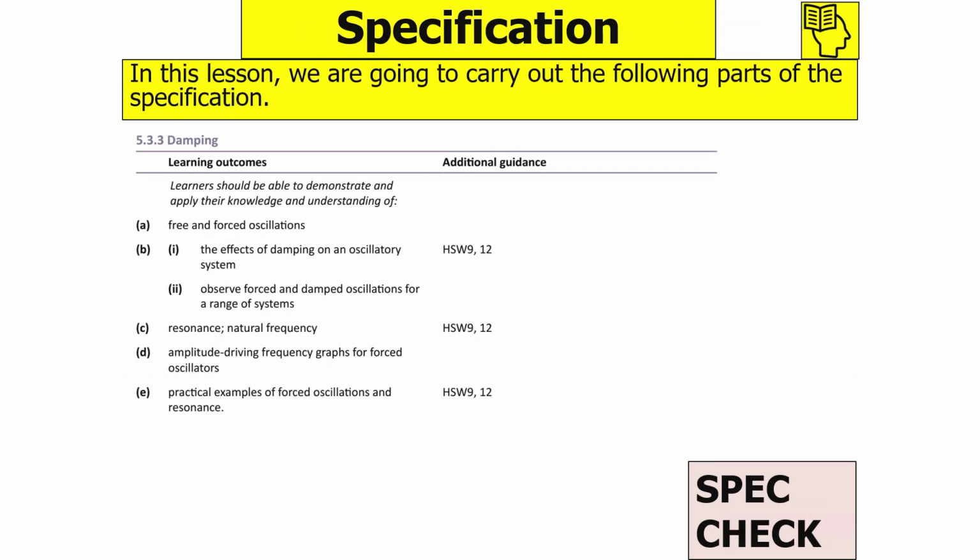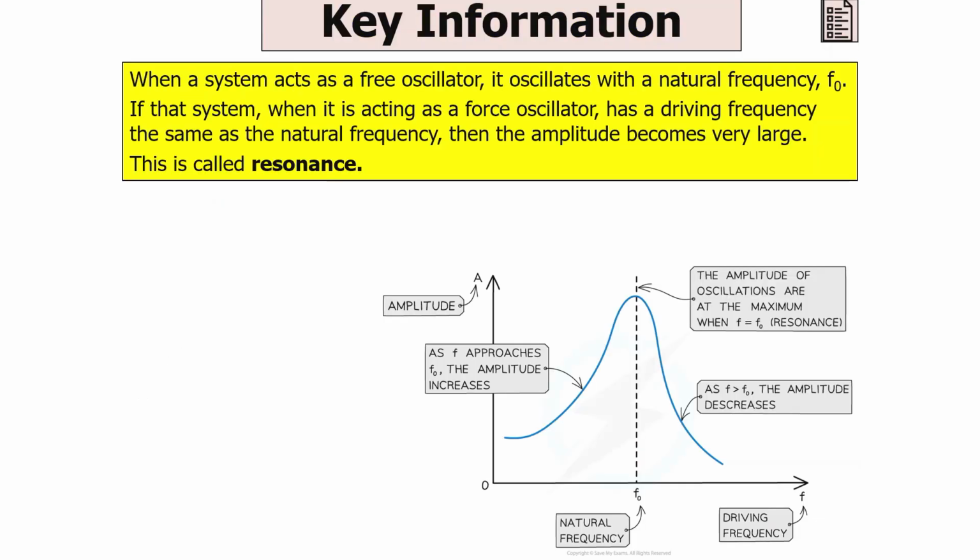So in this lesson, we're going to look at the following parts of the OCR A-Level Physics specification, 5.3.3, dampening. Now, when a system acts as a free oscillator, it oscillates with a natural frequency f0. If that system, when it's acting as a forced oscillator, has a driving frequency the same as the natural frequency, then the amplitude of oscillation becomes very large.